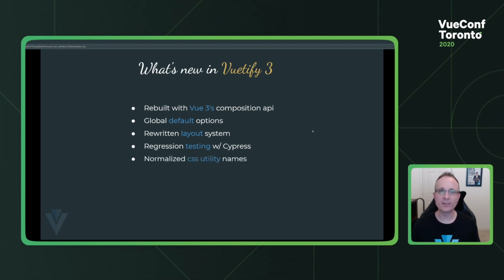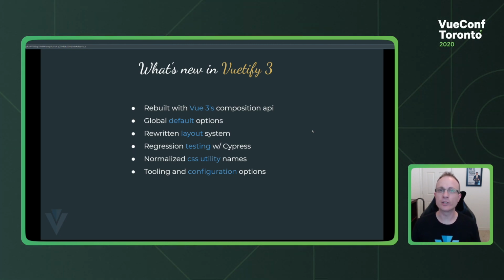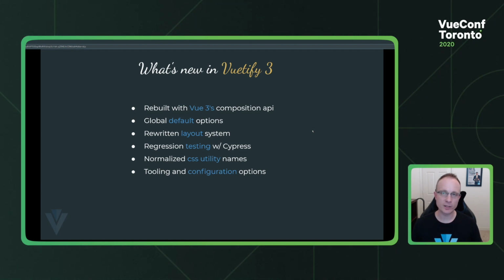We're normalizing the CSS helper utility names. We have a few that have been left over from legacy, and we're going to be moving those all into the same naming convention. And finally, we've got some new tooling and development productivity changes and features that are going to be coming to you all in the form of Vue plugins for version 2 as well as version 3.